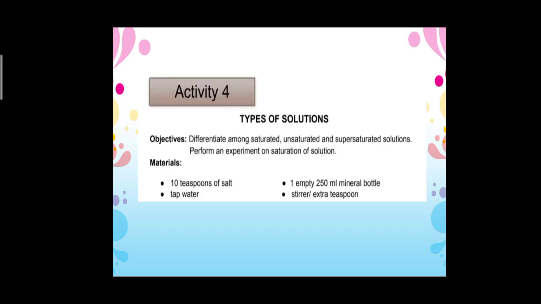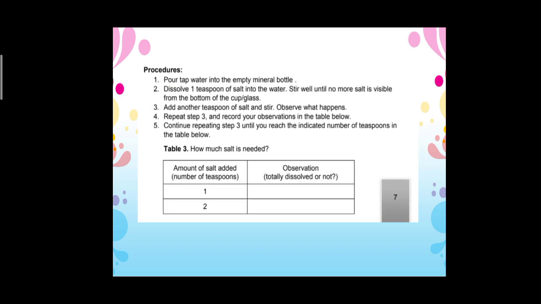For activity number 4, types of solutions, you have 10 teaspoons of salt, tap water, 1 empty 250 ml mineral water, stir and an extra spoon. Okay, so kukuha kayo ng isang baso ng tubig, and then yung isang baso ng tubig na yon, okay, lalagyan ng isang kutsara ng asin. Okay, sa tingin nyo po, ay, tama, asin nga po.